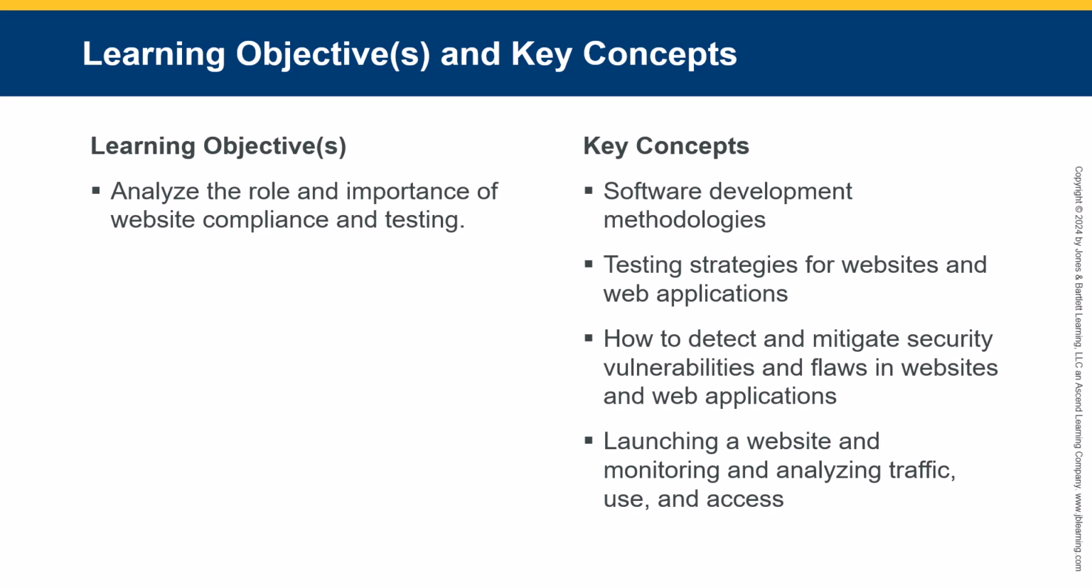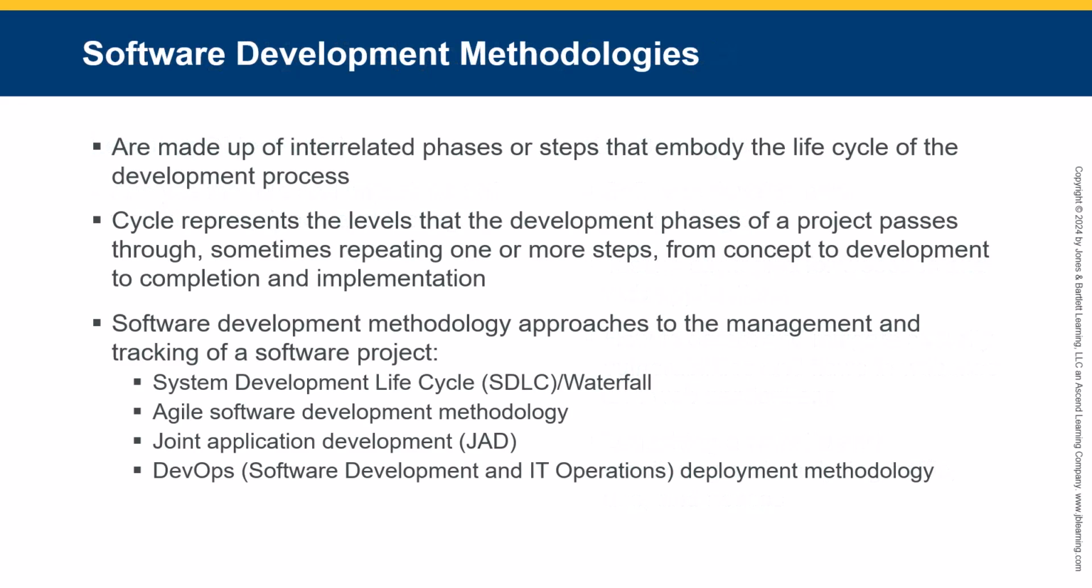First key area is the software development methodologies. These are made up of interrelated phases or steps that will embody the life cycle or the development life cycle for the development process. These cycles represent a level that the development should go through, often known as the development phases of a project. They'll pass through multiple phases, sometimes repeating some phases, and sometimes spending more time in other areas. All of this allows for the development and the completion as well as implementation of software.